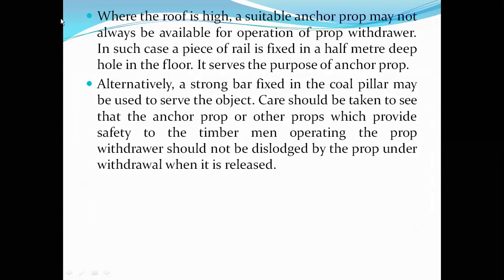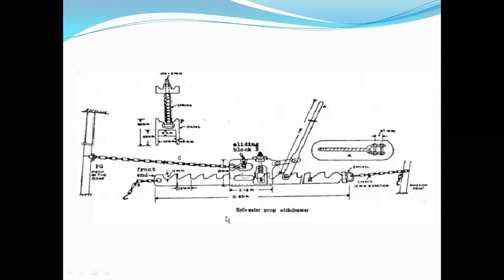Next, when the roof is high, a suitable anchor prop may not always be available for operation of the prop withdrawer. The other end of the Sylvester prop withdrawer has to be attached to some anchor prop, so that the entire set won't move toward the goaf area. So it has to be fixed. For that purpose, the anchor prop, to which the Sylvester prop withdrawer is attached, is placed on the safer side of the workings.